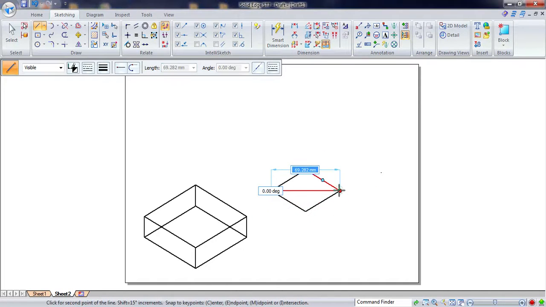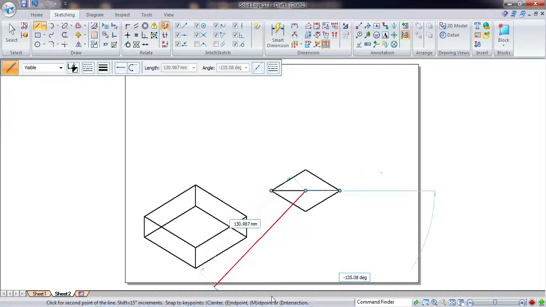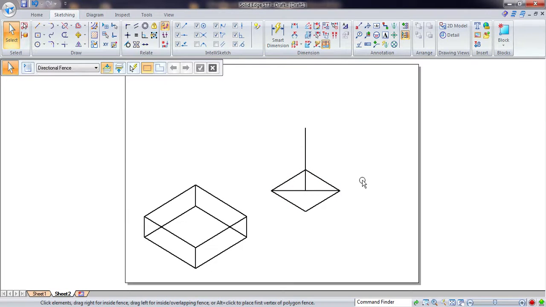Draw the horizontal diagonal and draw the vertical line, which is nothing but the height of the frustum of the square pyramid, given as 60 here. So 60, at 90. After this, we need to construct the top face of the square pyramid, which is actually given in the orthographic projection, but here I have not shown that. The top face is given as 20 mm.